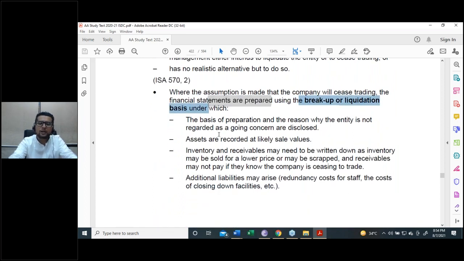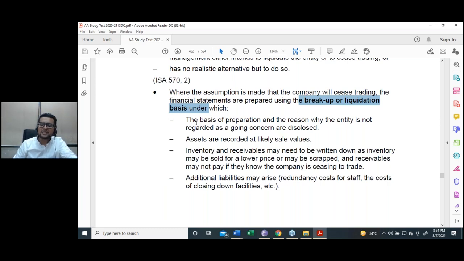The answer to that question is, if we have to prepare financial statements on a breakup or going concern basis, first of all, we have to disclose that these financial statements are not prepared according to going concern, rather these are prepared according to breakup basis. First of all, a disclosure is required. Then the assets should be recorded at their fair value less cost to sell, that is the likely sales value, because you are not going to use those assets in the business now. You are going to shut it down.